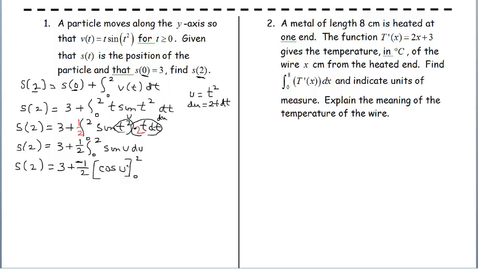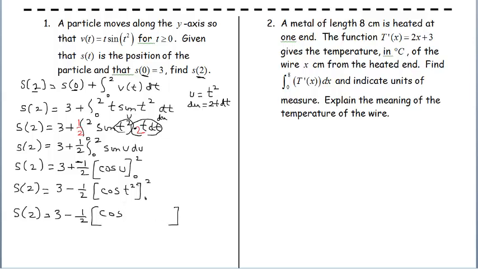Okay, so I need to replace the u with t squared, so I'll do that. If you can avoid some of these steps that I'm doing, that's fine. I just wouldn't probably do too many mathematical things in one step. So 3 minus 1/2 cosine t squared, 0 to 2. So cosine of 4 minus cosine of 0.